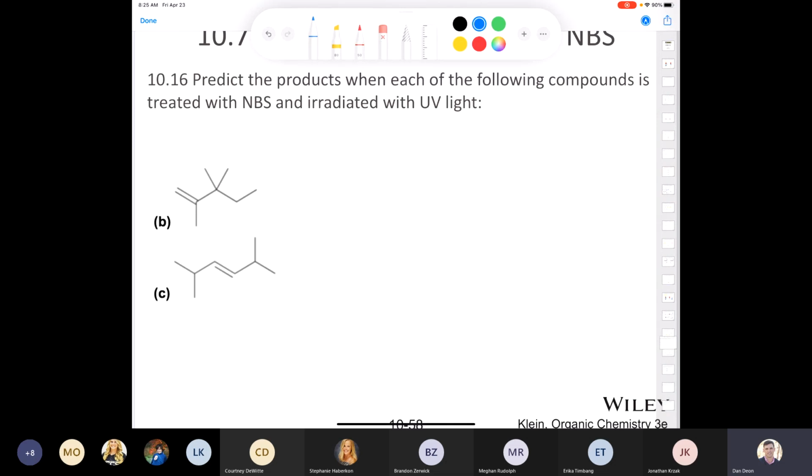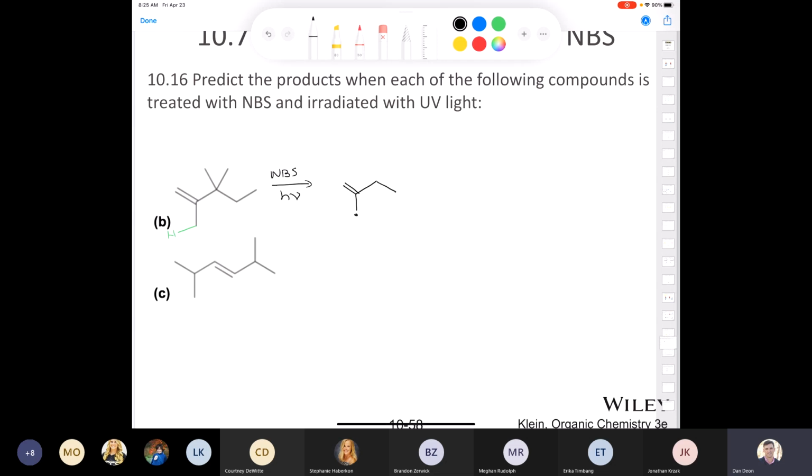This is question 10.16. If we take the molecule in B and treat it with N-bromosuccinimide and light, how many types of allylic protons are there in this molecule? The good news is that we only have one type. It's this one here. If we draw the intermediate that's produced, we're going to end up with this primary allylic radical, like that.